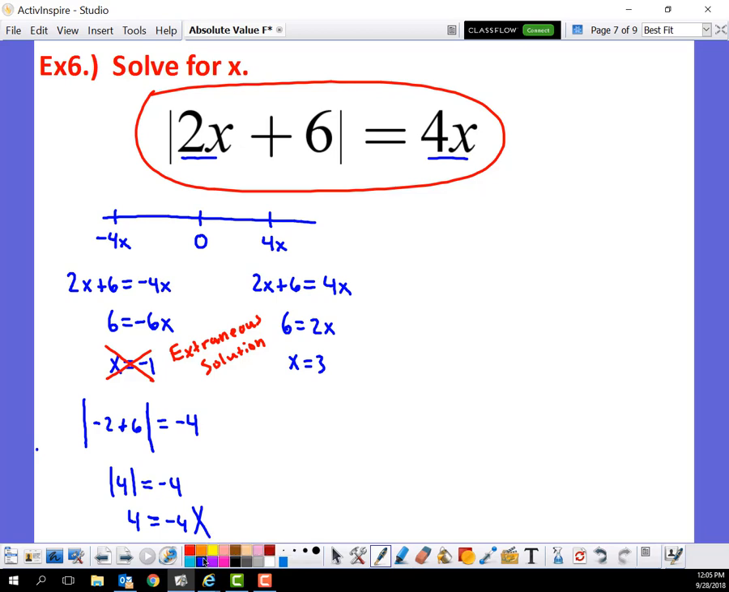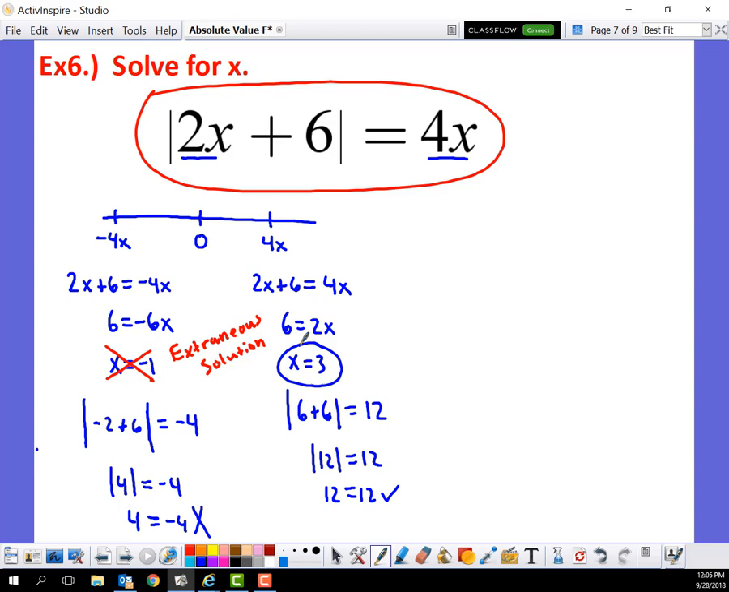Okay, so let's go and check 3. So we'd get 3 times 2 is 6, plus 6 equals 4 times 3 is 12. Well, 6 plus 6 is the absolute value of 12, and you can already see that the absolute value of 12 equals 12. So that checks. So your only answer that works here is x equals 3. Again, x equals negative 1 was extraneous.